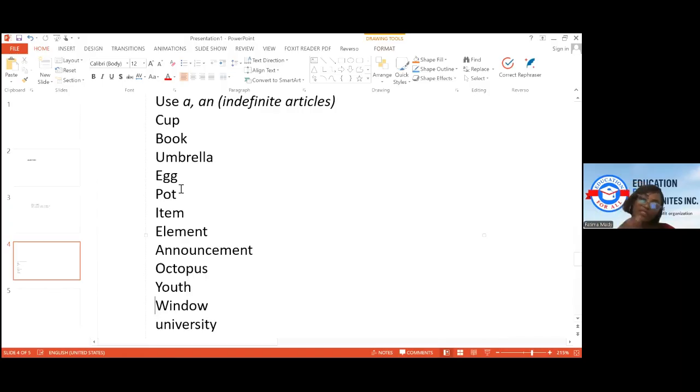But now we're dealing with sounds here, vowel sounds and consonant sounds. So a is used for consonant sounds and an is used for vowels. So now we're going to use a youth. Yes, a youth. Un jeune. Oh, okay. Youth is jeune. Yes, un jeune.